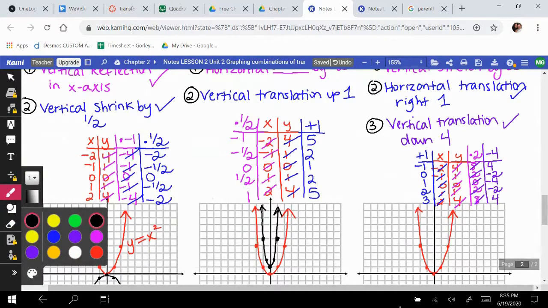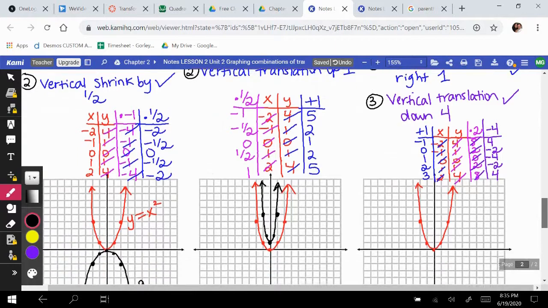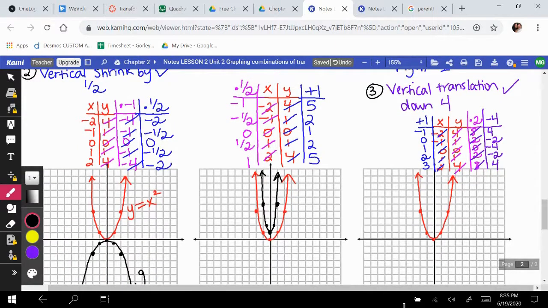Okay, so all my function g's are in black in this case. So I have negative 1, 4. 0, negative 2. 1, negative 4. 2, negative 2. And 3, 4. Make it a nice U shape. Okay, and there you go.